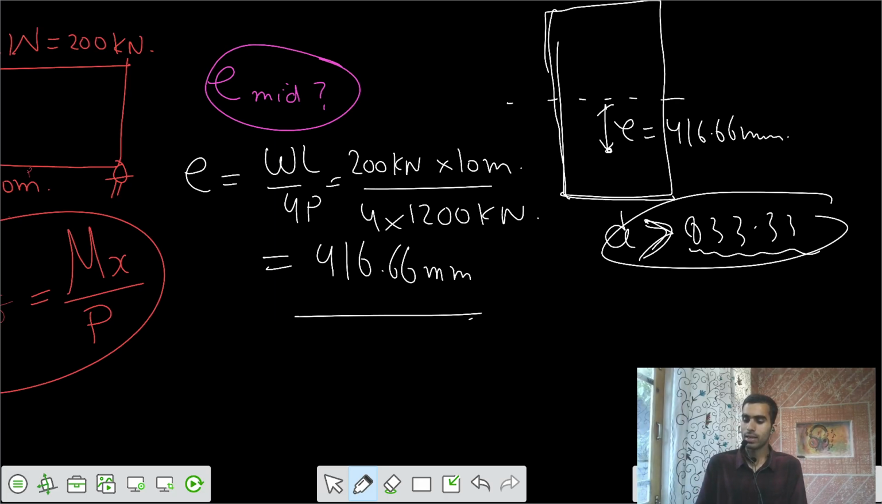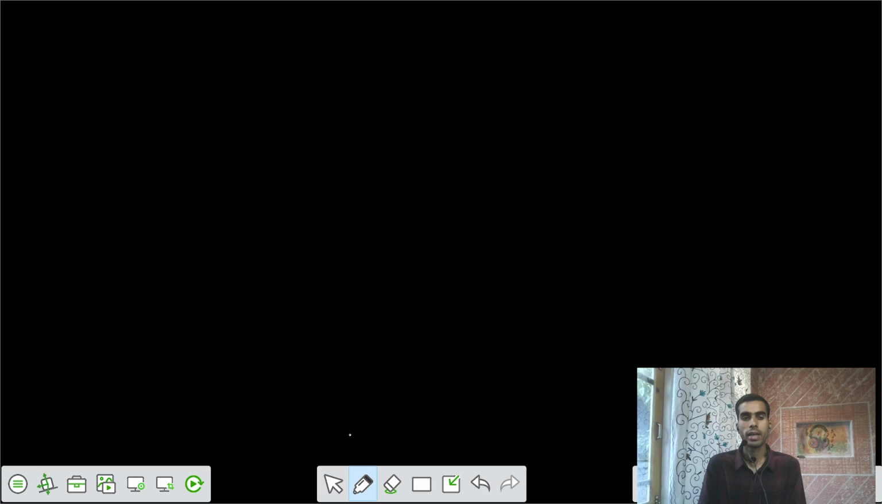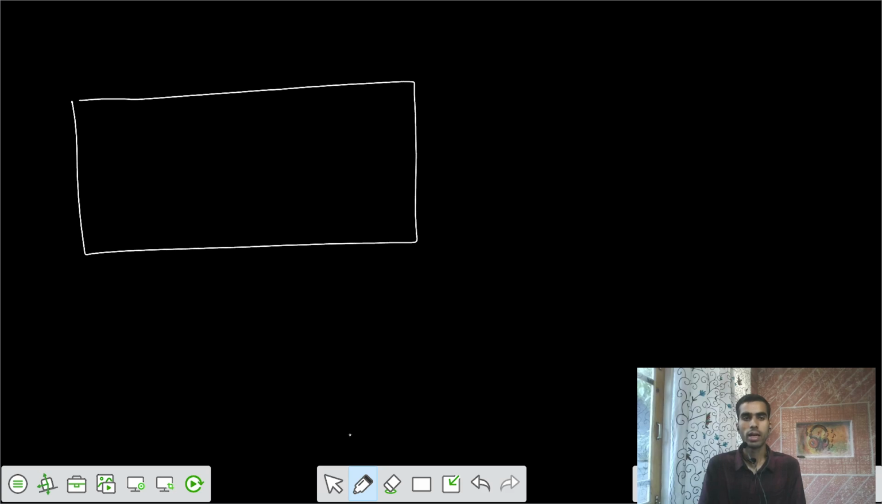So the second case is that if I take that load at third points, I'm applying a load of W here and one more load of W here, at the third points of the beam. Let's say this is L by 3, this is L by 3, this is L by 3. So let's generalize that this is X value, this is also X, and this is X. We have a simply supported beam.